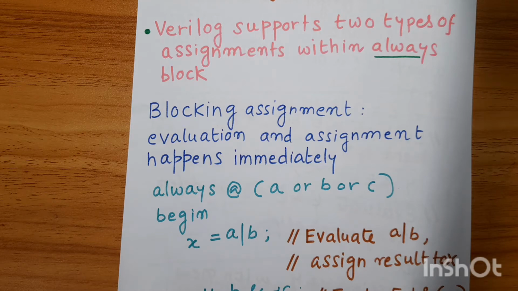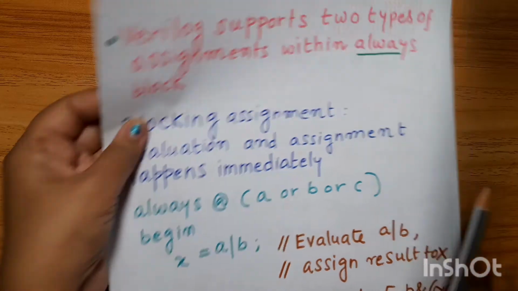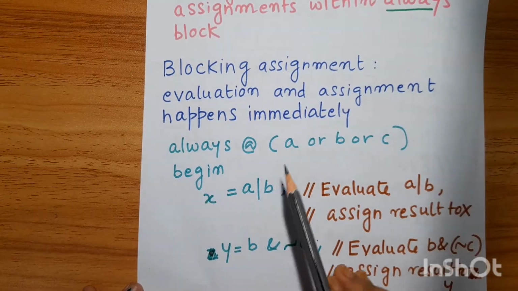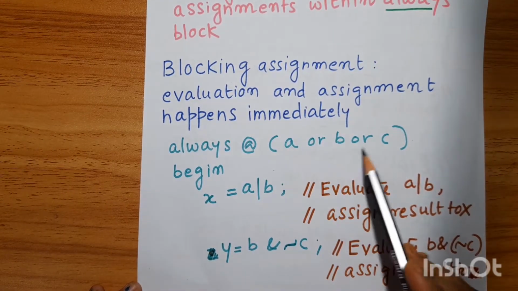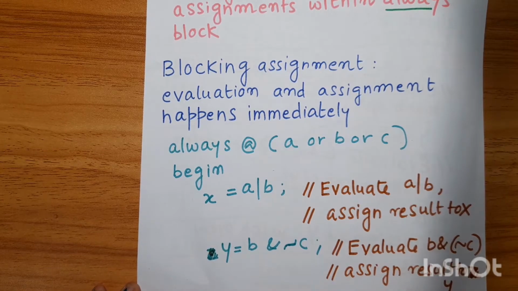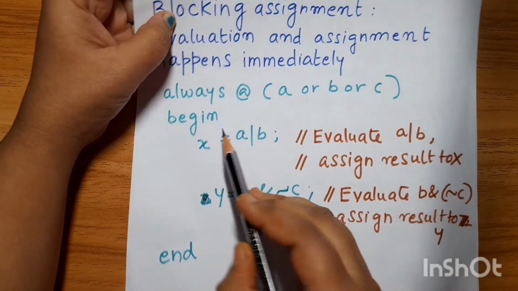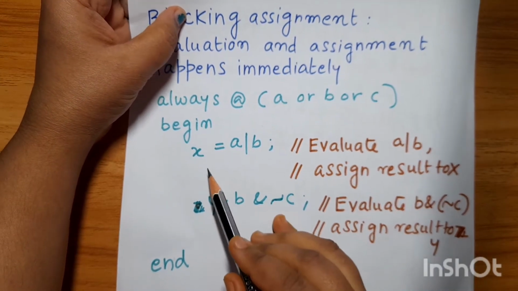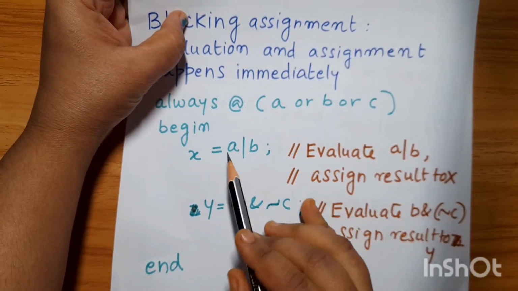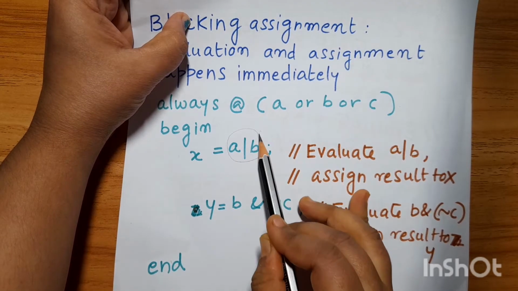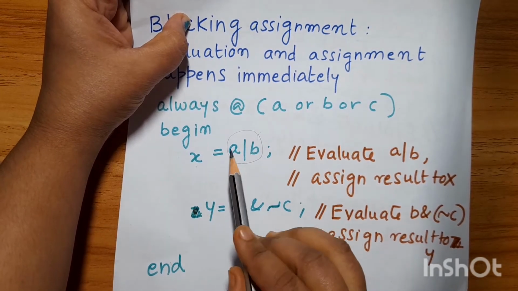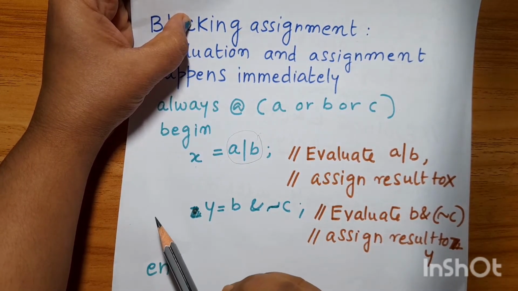Just see the always block. Always @(A or B or C) begin end. Here begin and end statements are there. Inside the begin end, the first statement is that we are evaluating A or B and assigning it to X. Here we have used the blocking assignment.